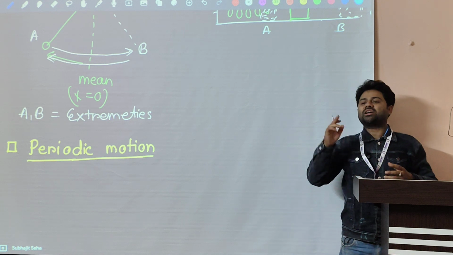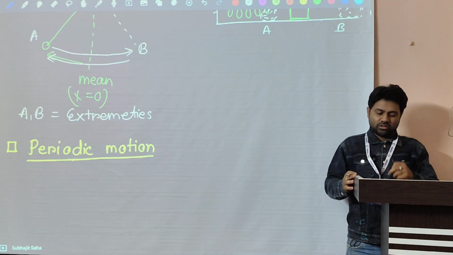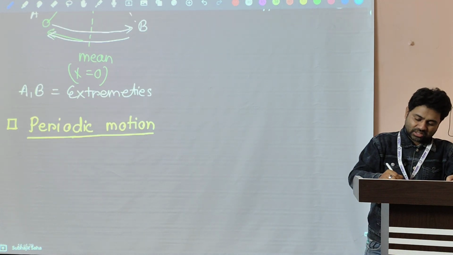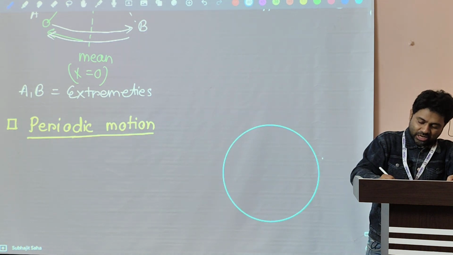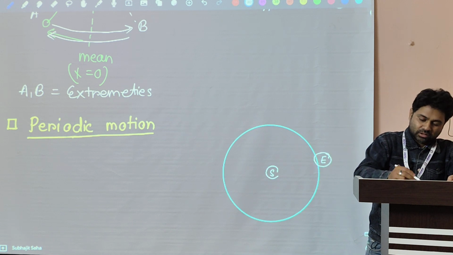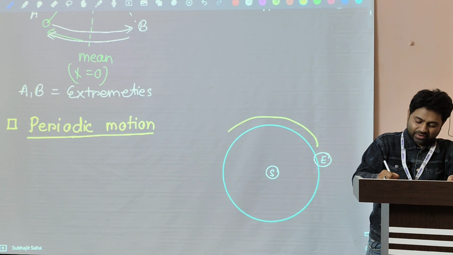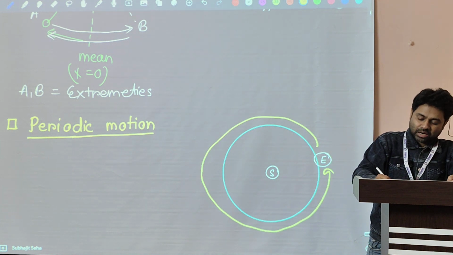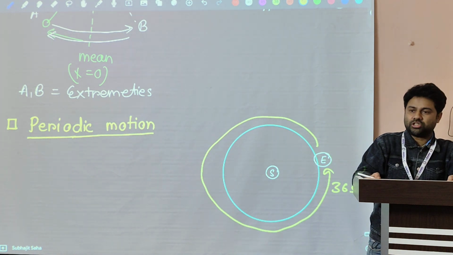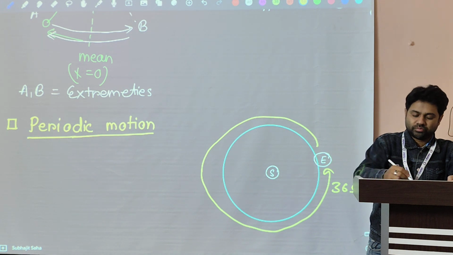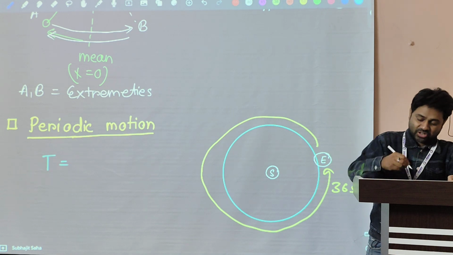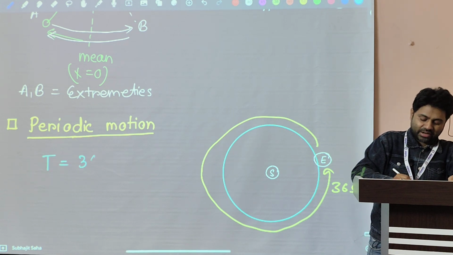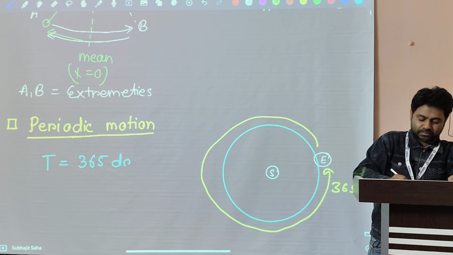Like, consider motion of Earth around the Sun. When Earth travels around the Sun, what happens? Suppose this is the initial position of Earth, and that is Sun. After every 365 days, the Earth comes back to the same position. So we say the time period of the motion of Earth around the Sun is 365 days.